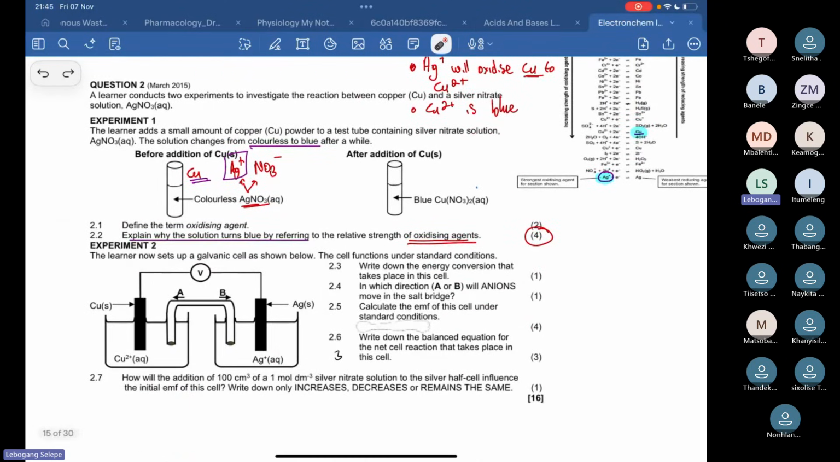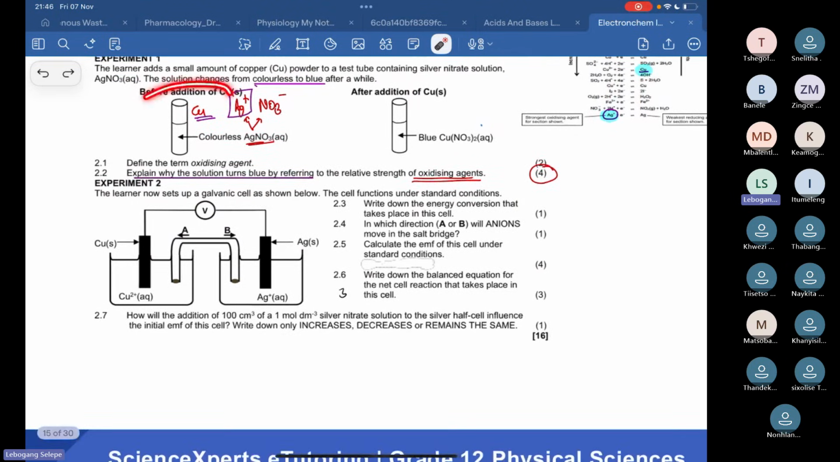You see, guys, galvanic cells are divided into two parts, right? So the first question would be trying to understand the spontaneous reaction. Then the second part of the question would be the cell itself. Because now, as you can see in this experiment, they established that the reaction between Cu and Ag plus is spontaneous. Then they use Cu and Ag plus to set up a galvanic cell.